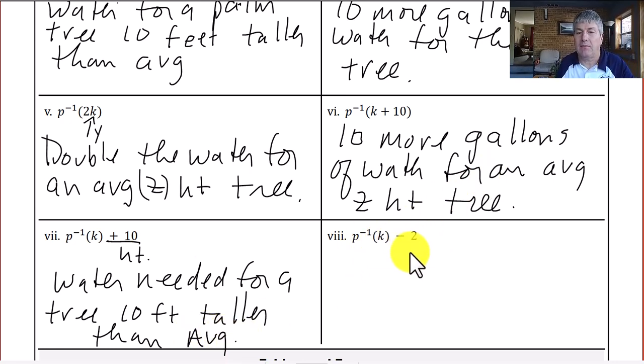And in the last example, we're subtracting 2, and so now we're subtracting 2 from the Y. So this would be water needed for a palm tree that's 2 feet shorter than the average.